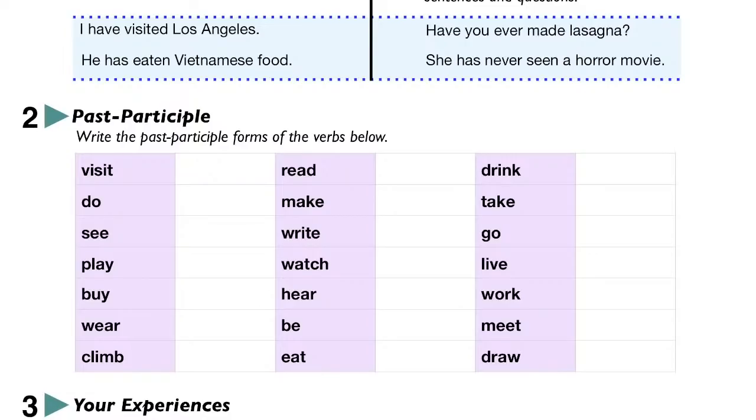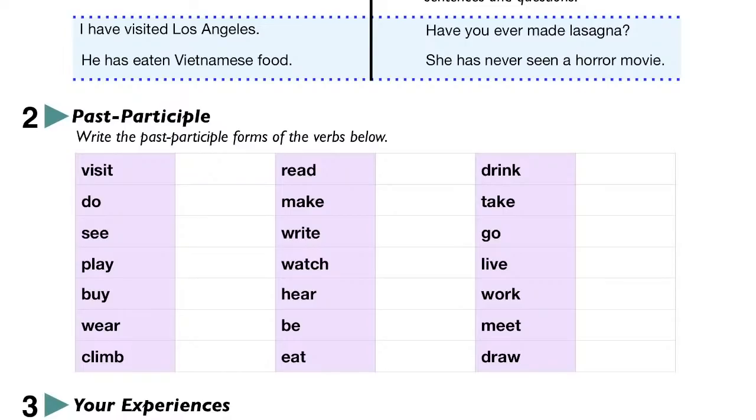So climb, climbed. Climb is a regular verb, so we just add ed. Visit is a regular verb, so we add ed. However, do is irregular, so the past is different. It's done, not ed. See is irregular, so we say seen. Play is regular, so we say played. Buy is irregular, so it's bought. Wear is irregular, so it's worn. Climb is a regular verb, so we just add ed, climbed.